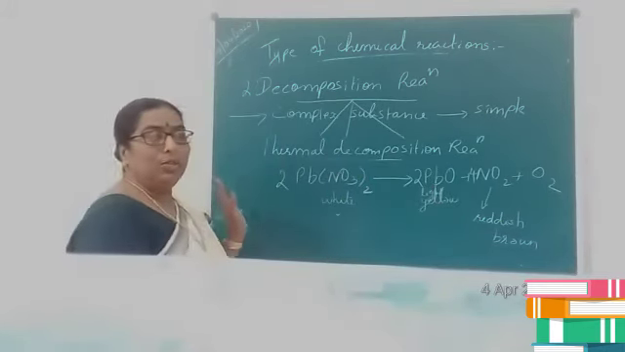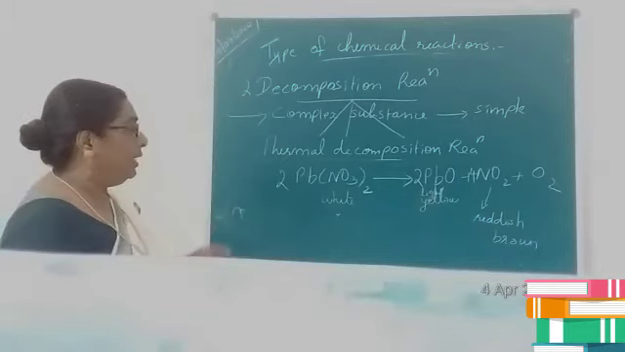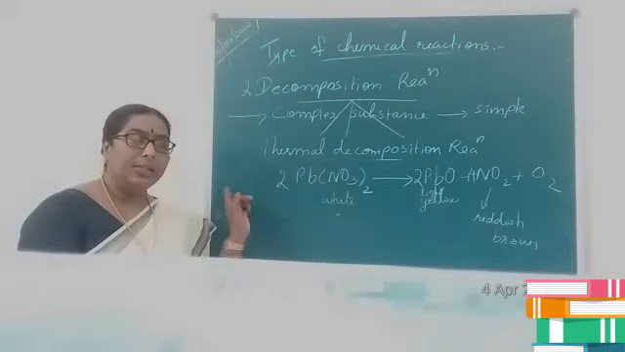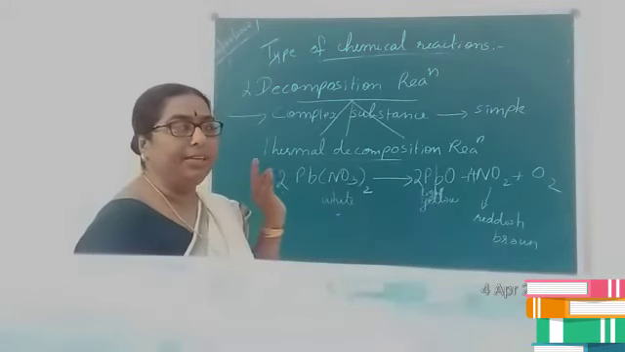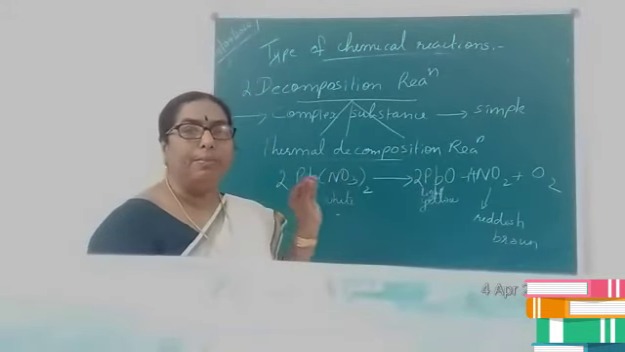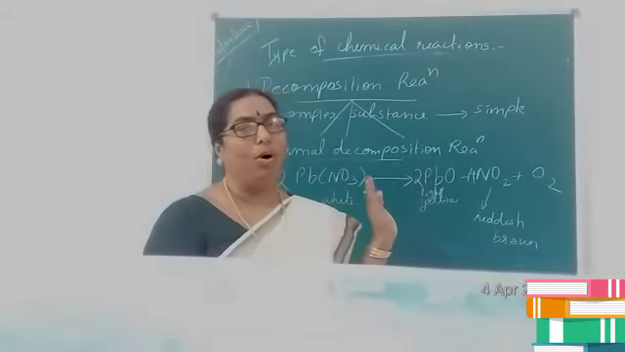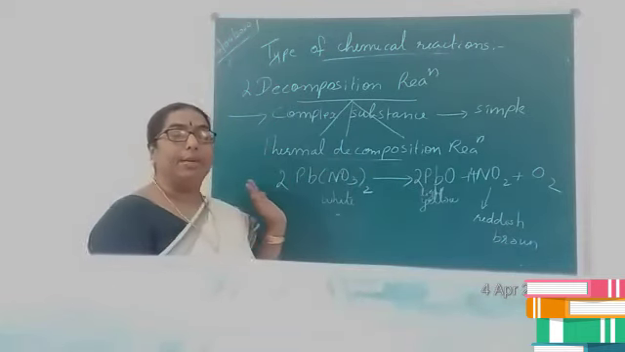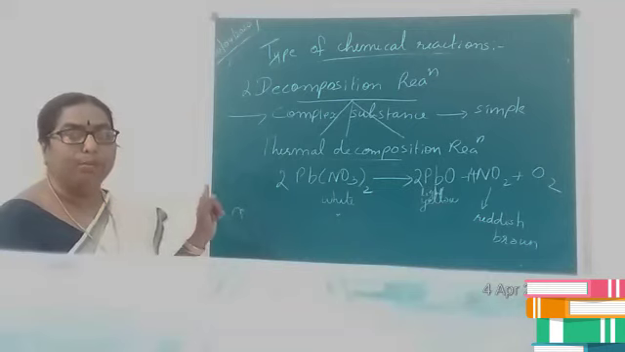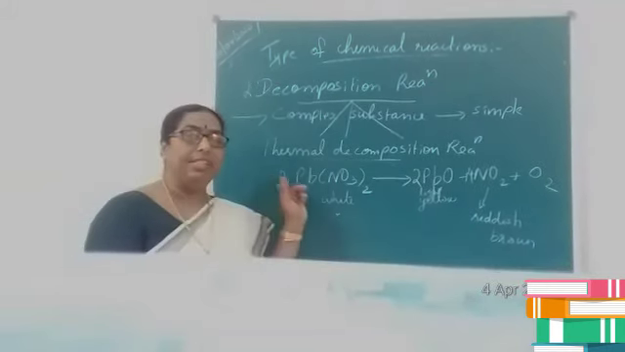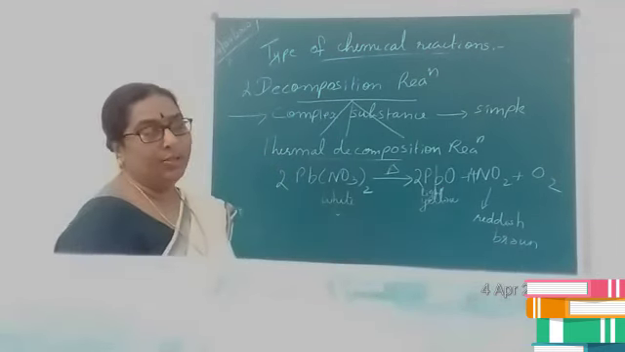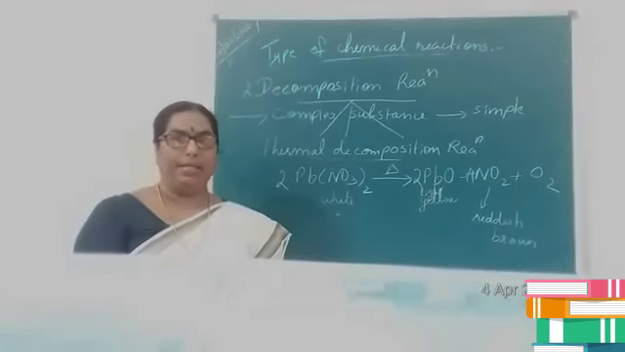Is it clear, children? So we have studied 2-3 examples for thermal decomposition reaction. Is it clear what is decomposition reaction? Decomposition reaction means the reaction which results in the formation of two or more simple substances by the decomposition of a complex substance. This can take place under different conditions, and we have just studied in detail about thermal decomposition reaction, that is the reaction which takes place in presence of heat. Is it clear? Okay, children, so we will continue the class in next period. Thank you.